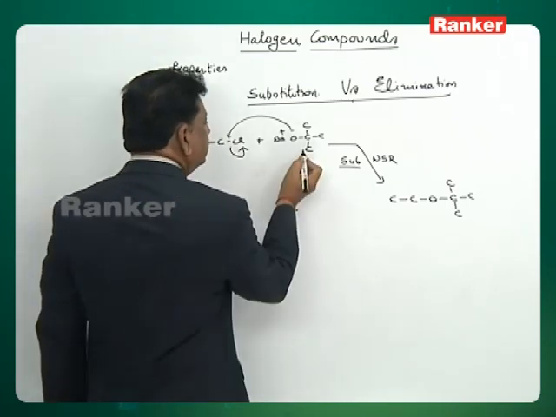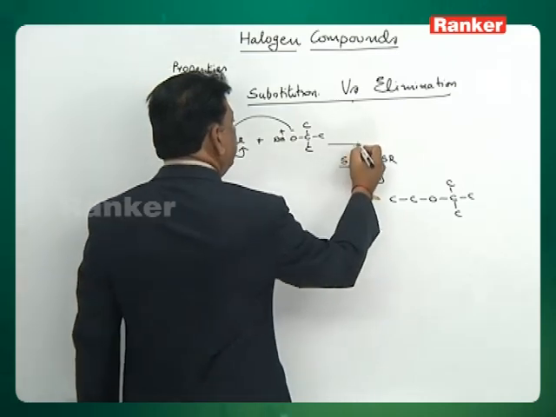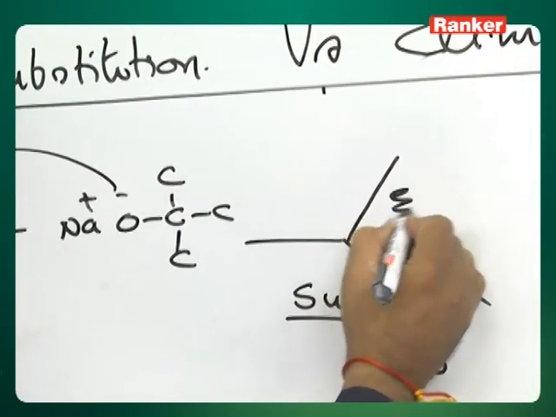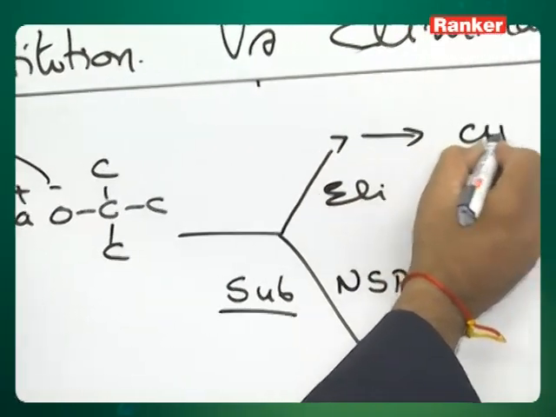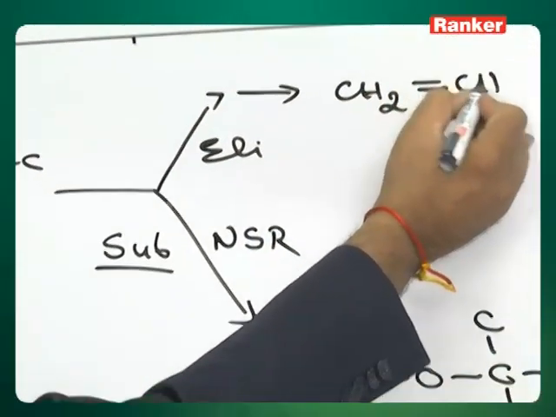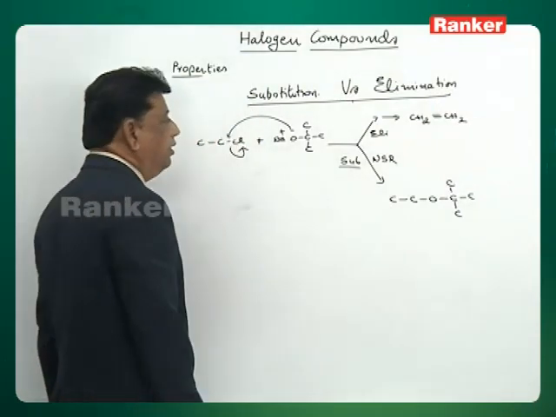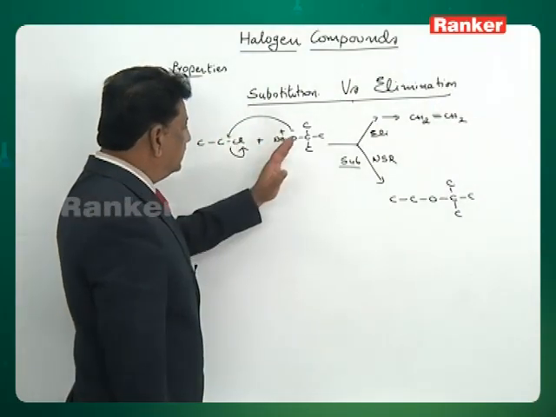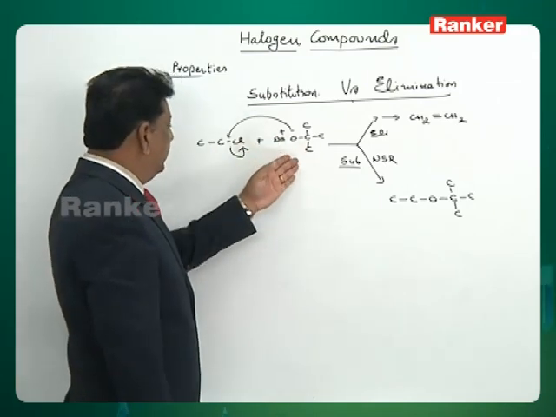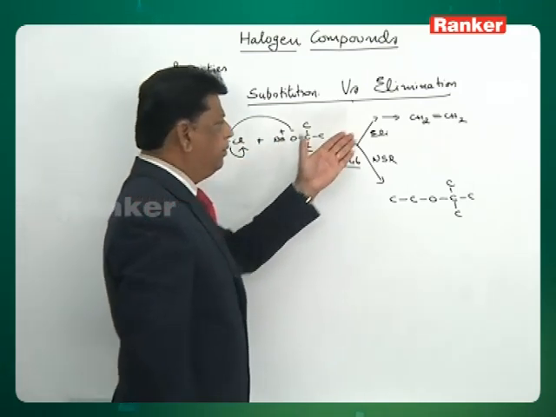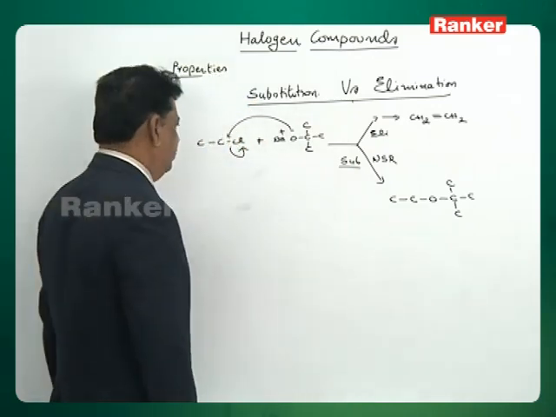Instead, if this works as a base, the ethyl chloride may undergo elimination also. Then the product will be slightly different, that is ethylene. Ethylene may be formed if this works as a base, because sodium salts of alcohols are bases, so ethylene may be obtained as a side product.